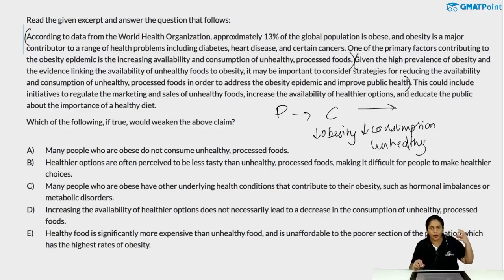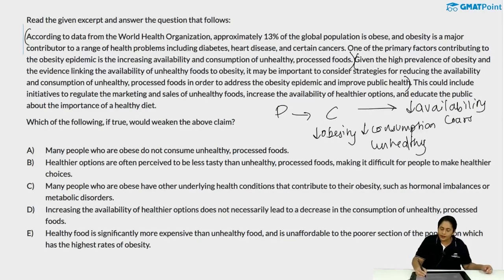So essentially, you want to reduce the availability. The course of action is to reduce availability of unhealthy food and increase the availability of healthy food, and basically educate people that, you know what, healthier food is better for you. So this is the course of action as such.